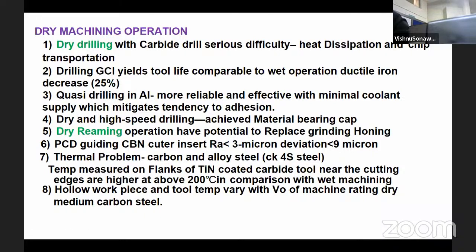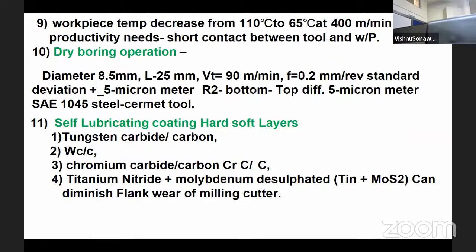And the thermal problem is for the carbon and the elastic material. These are some features of dry machining operations, right? The workpiece temperature will be decreased from 1110 degrees Celsius to 65 degrees Celsius at 400 meter per minute, with high productivity.